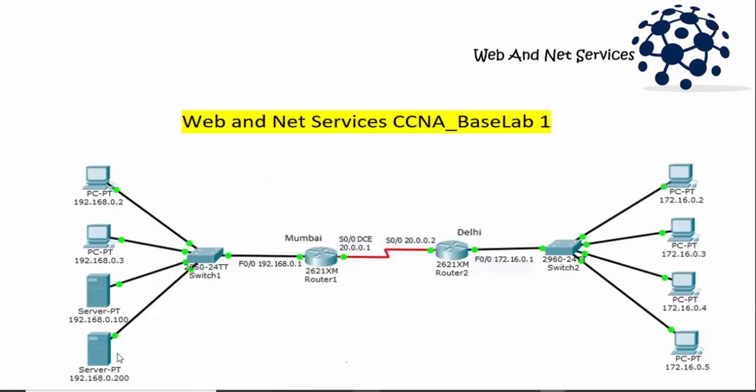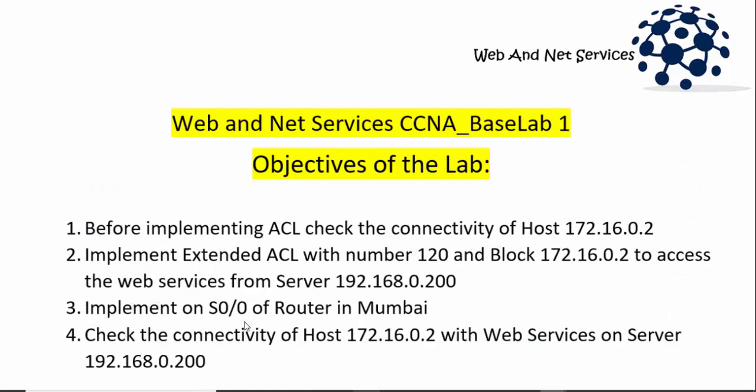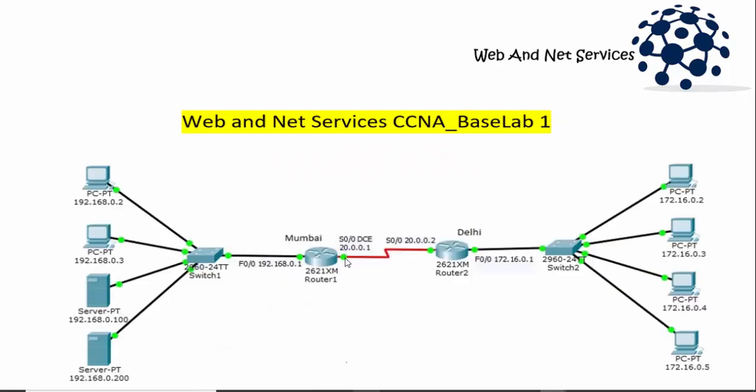Here we have a server, and this server is running web services. We want to block this user from using the web services, but it will still be able to reach the server, ping it and use it for other purposes. We have to implement this ACL on serial 0/0 of the router in Mumbai. You can implement it on any interface, maybe on the FastEthernet or serial of the Mumbai router, but I try to keep it in the same place so we can understand better.